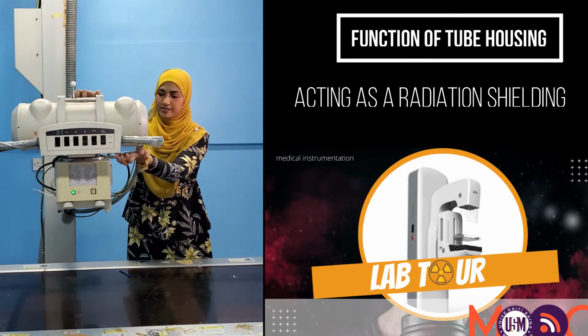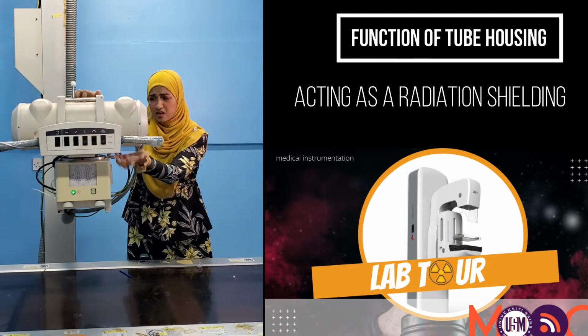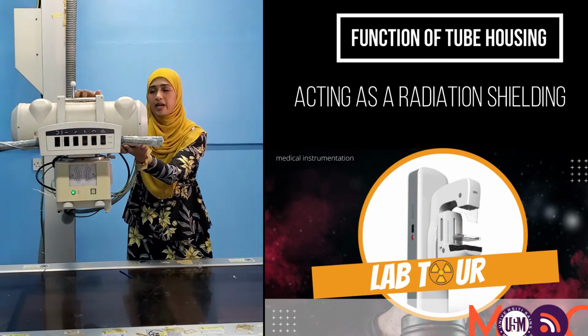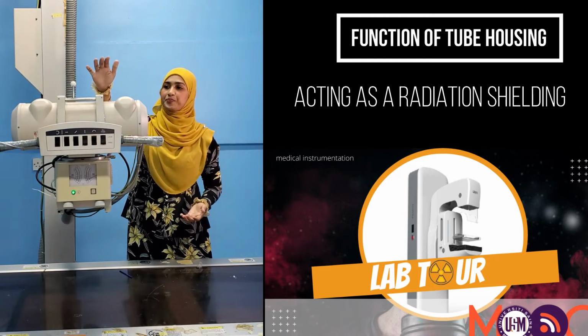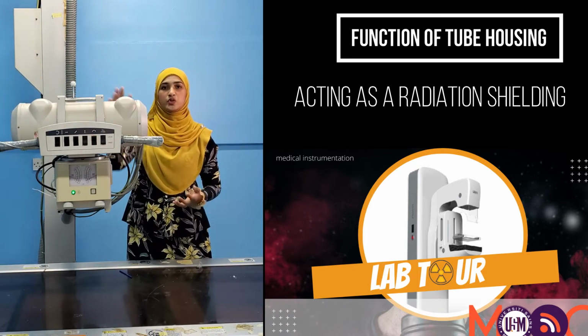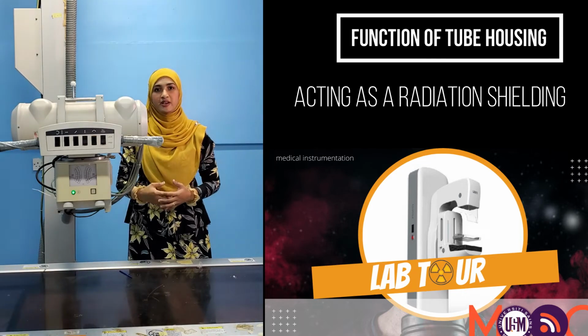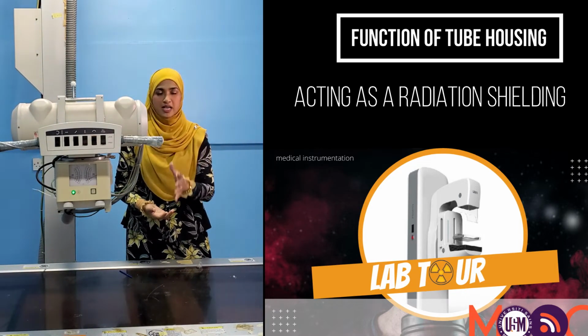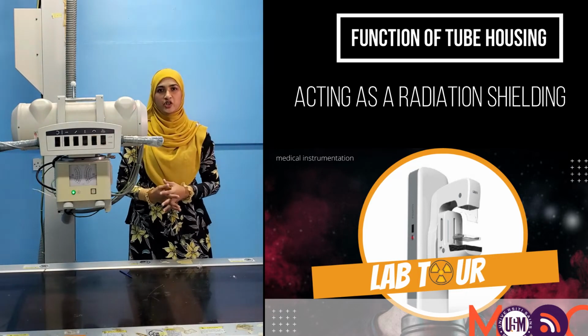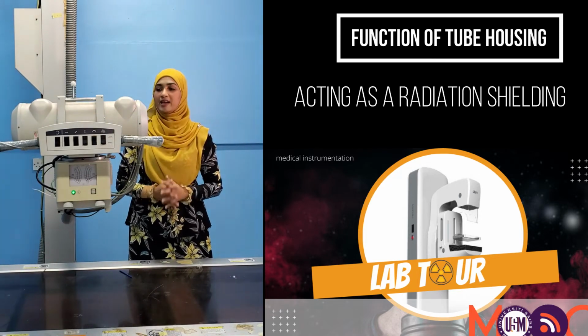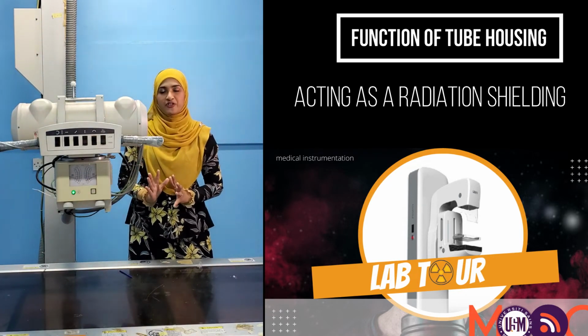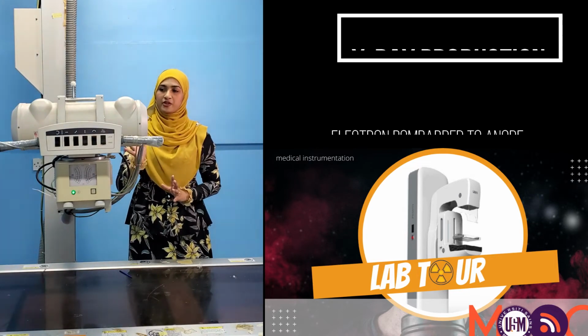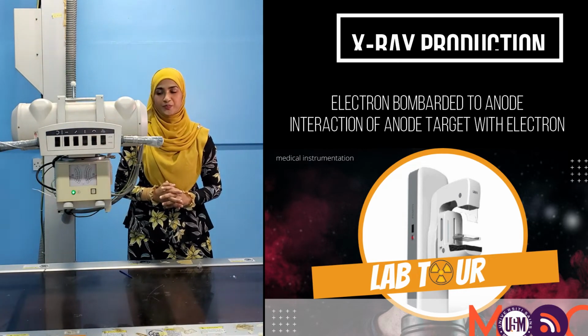And this hard shell here is known as the tube housing. The casing is made from aluminum and also lead, so it acts as a barrier that will protect us and the environment from leakage of the X-ray. So those are the overall functions of the X-ray tube.